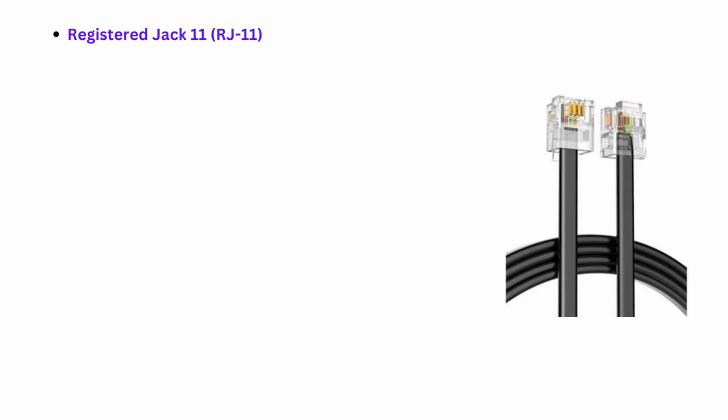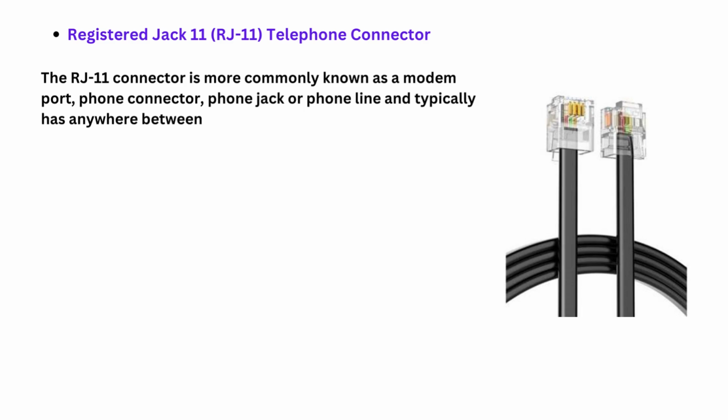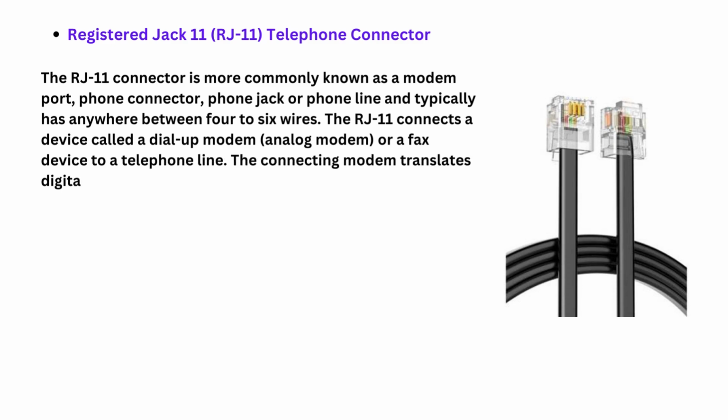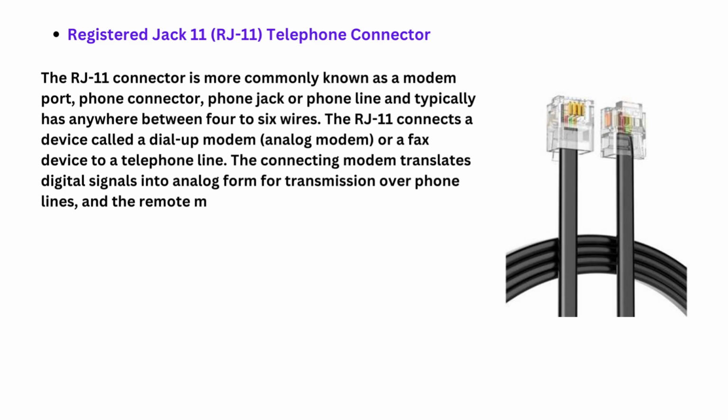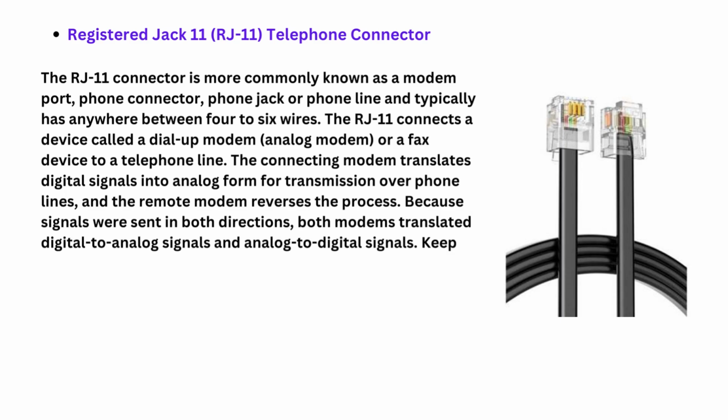Registered jack 11, RJ11, telephone connector. The RJ11 connector is more commonly known as a modem port, phone connector, phone jack or phone line and typically has anywhere between 4 to 6 wires. The RJ11 connects a device called a dial-up modem, analog modem, or a fax device to a telephone line. The connecting modem translates digital signals into analog form for transmission over phone lines, and the remote modem reverses the process. Because signals were sent in both directions, both modems translated digital to analog signals and analog to digital signals.